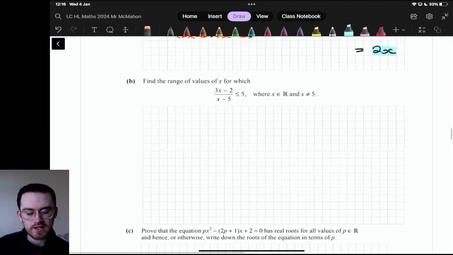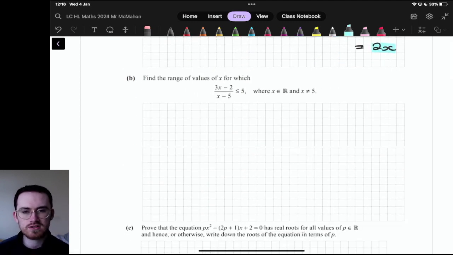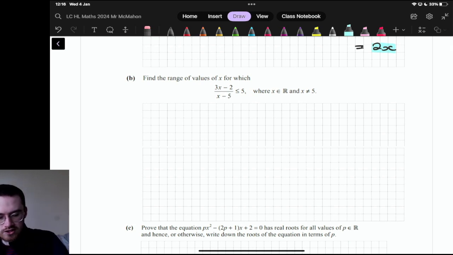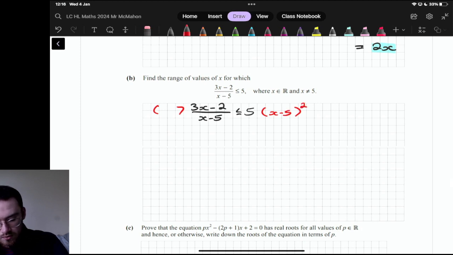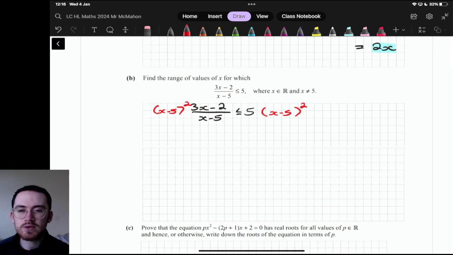For the next part, find the range of values of x for which 3x minus 2 over x minus 5 is less than or equal to 5. To do a question like this, we have a lovely fraction on the left hand side. Generally with a fraction we want to eliminate the bottom part, and to do that we would multiply both sides by what's on the bottom. However, here we have an added complication, which is the inequality sign. It means that we have to multiply both sides by x minus 5 squared.